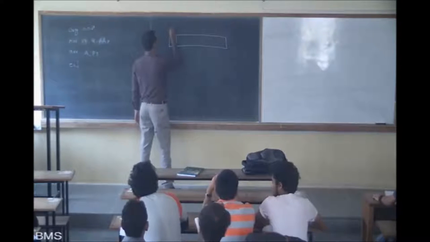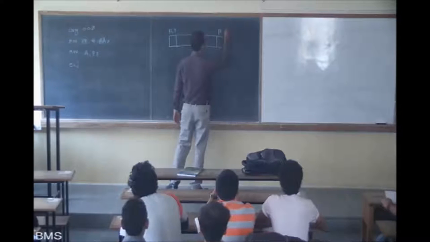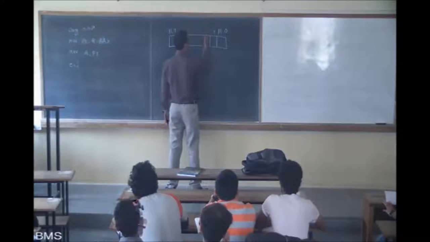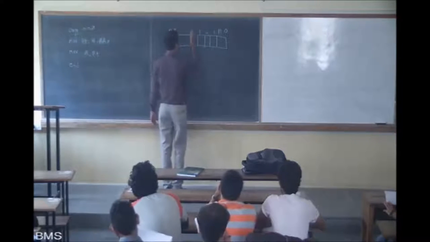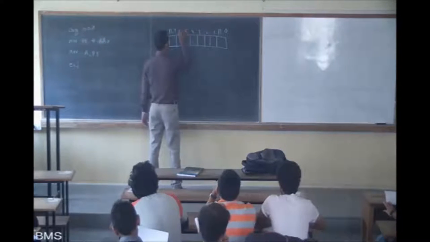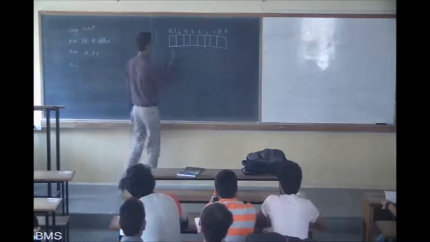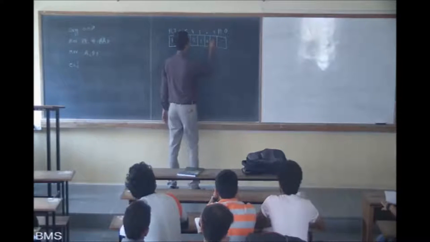What we are doing in this, this is P1.7, this is P1.0, and then it is 1, 2, 3, 4, 5, 6, 7. Right. So when I put AA, what is the value? A is what? 1 0 1 0 1 0 1 0.